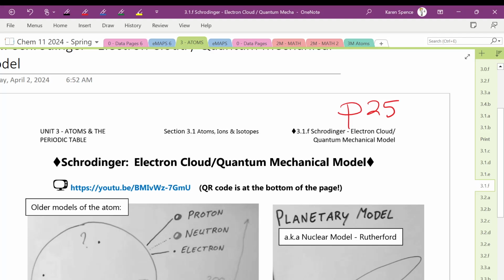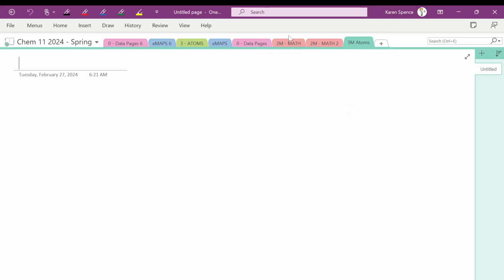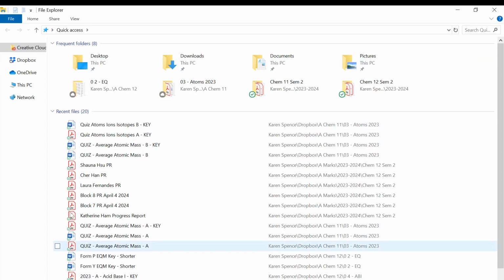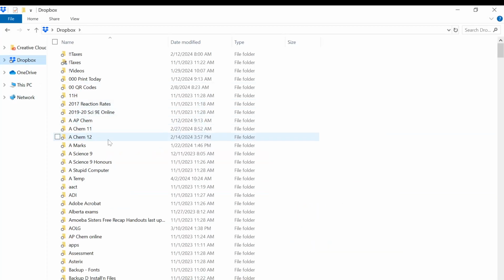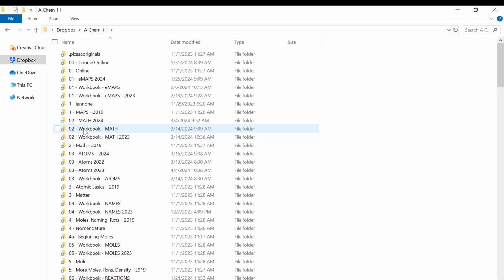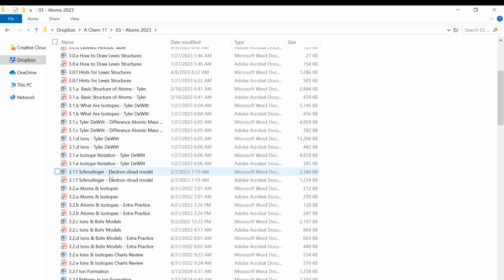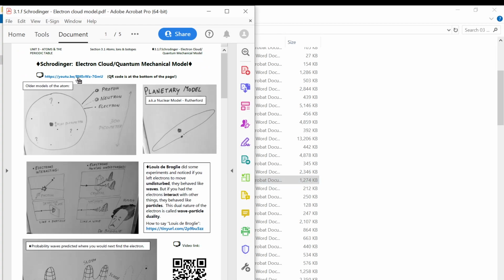Okay, and which means that I actually forgot to throw this thing on there. Do I have it? No, I don't. Thank you. Okay. Drop off. 3.1 atoms. 3.1 Schrödinger. Click.